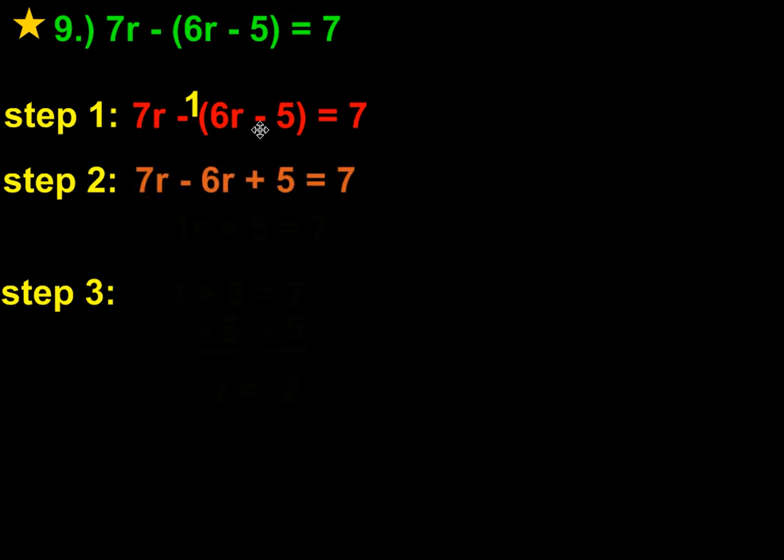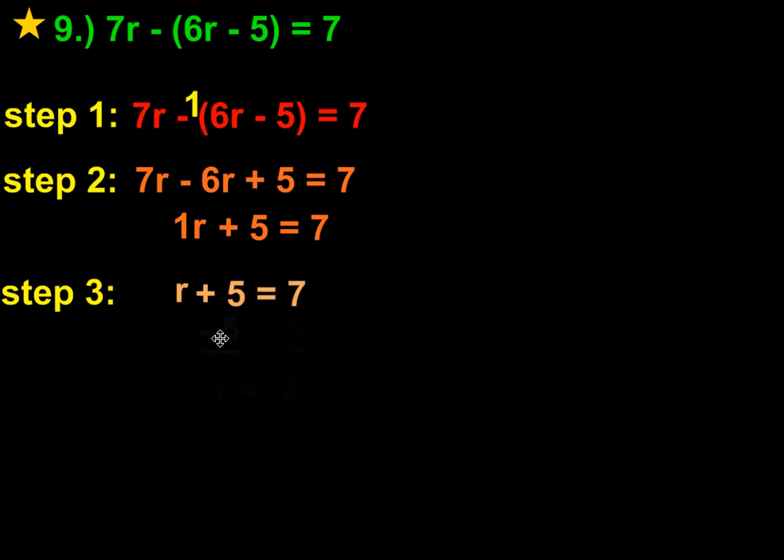And our 6, which was positive before, is now negative, and our 5, which was negative before, is now positive. And then we can go ahead and combine like terms. So we have 7 minus 6 is 1r, and we can bring down the rest of the problem. Plus 5 equals 7. Now, I don't need to keep writing the 1 in front of the r because it's just implied that it's there. So as I rewrite it for our next step, I can just do r plus 5 equals 7.